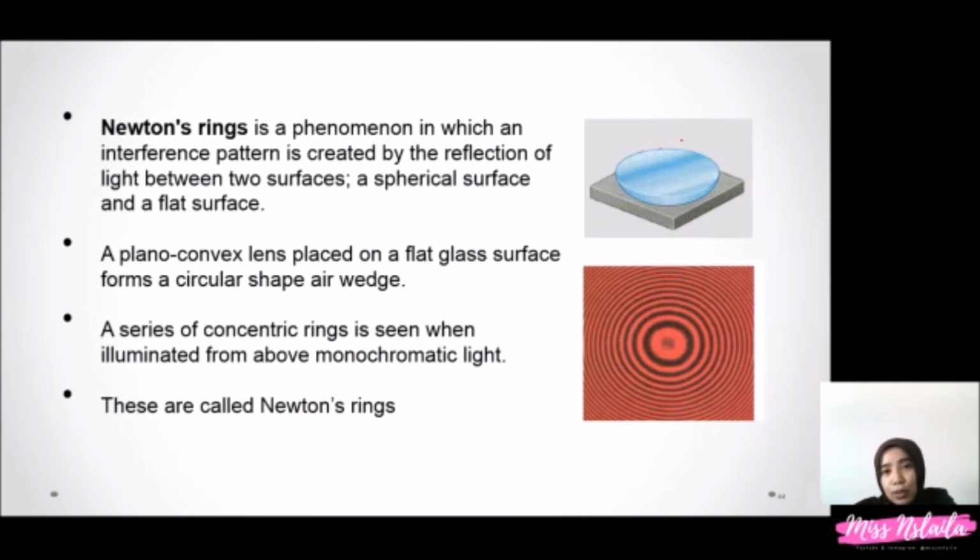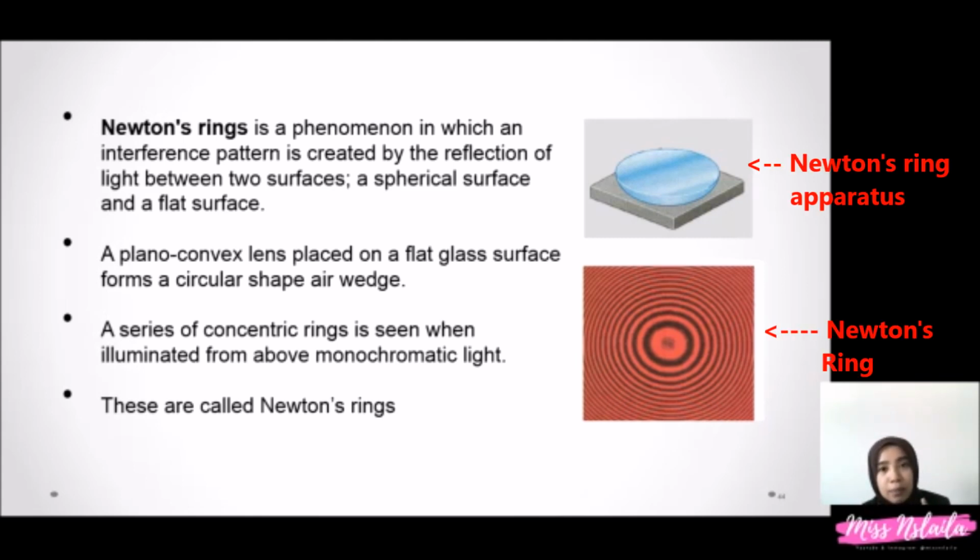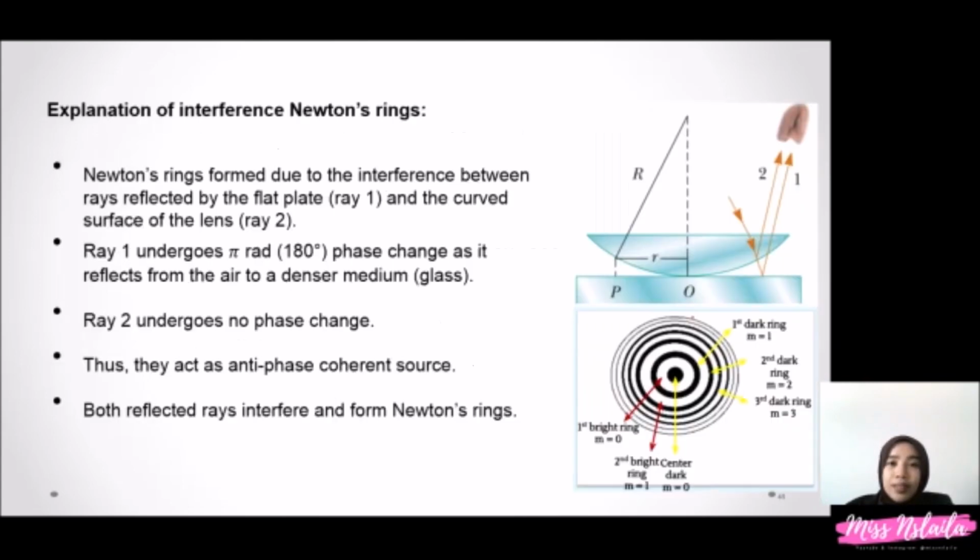So this is an example of the apparatus and these are the results that you will see on the screen. Please take note that during lab you will do this Newton's ring experiment and you will use a Newton's ring apparatus to get this kind of Newton's rings on the screen. So what will happen when light enters this plano convex lens and also the flat glass surface?